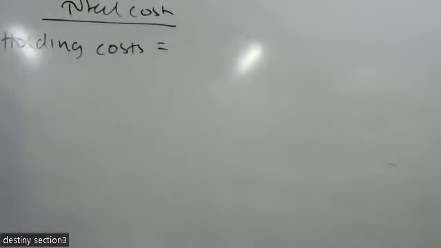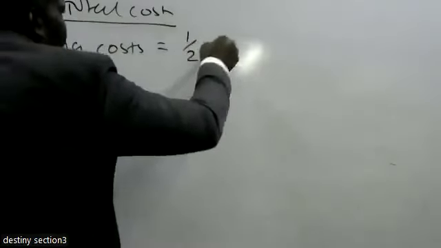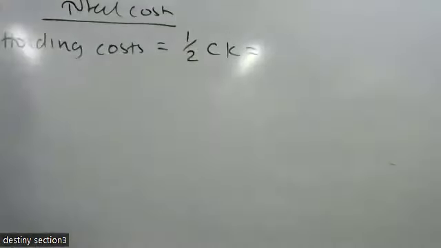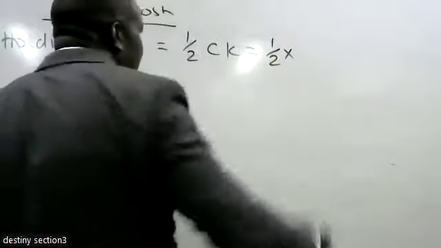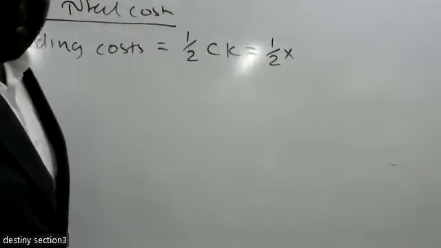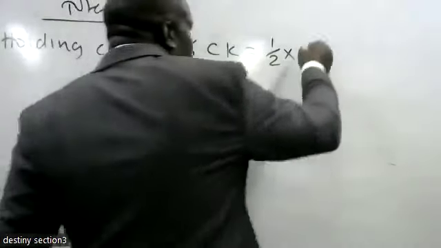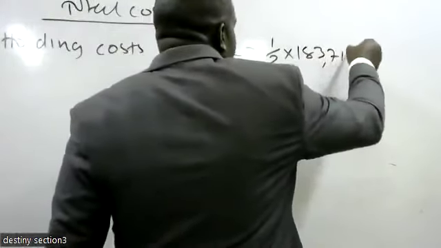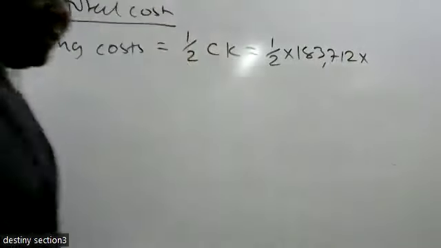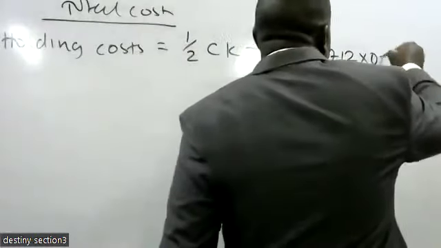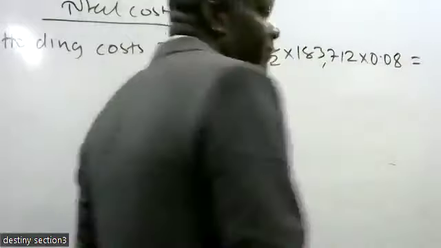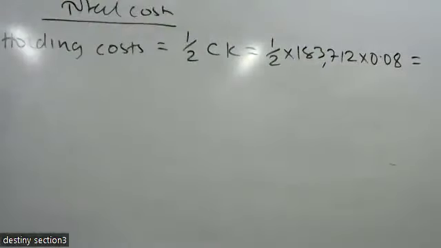So to get the holding cost, it will be a half CK. This is for cash, but the one for stock was a half QCI; this one will be a half CK. So this will be a half, C we got 183,700. K we know it is what percent? K is 8%, which is the same as 0.08. So you get the value for that. So that is now the holding cost.